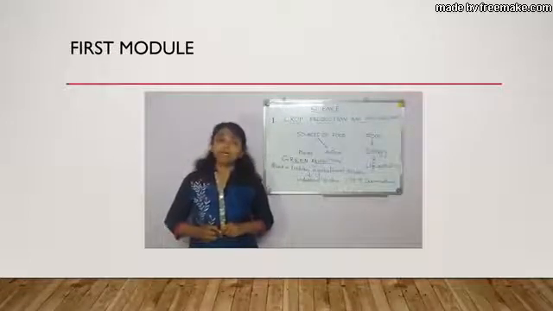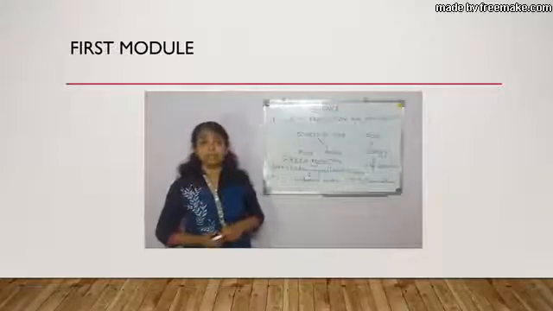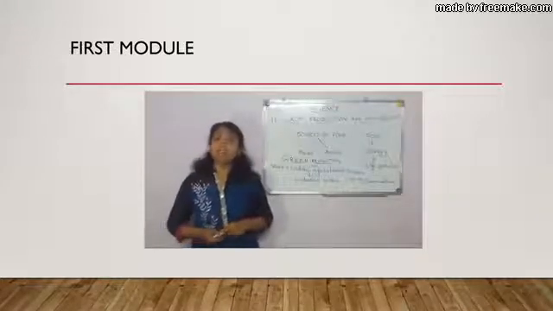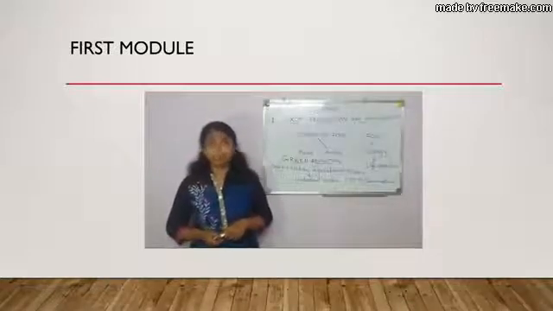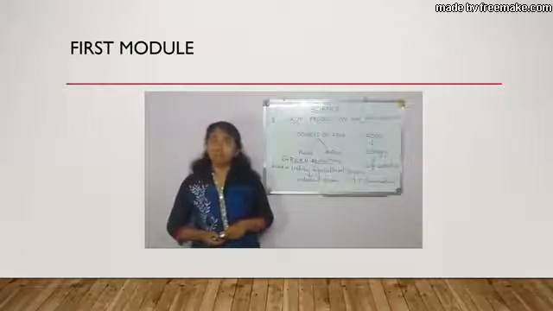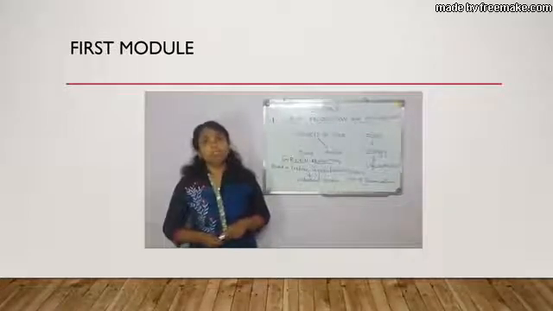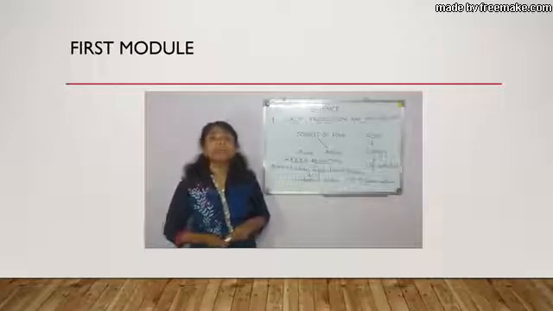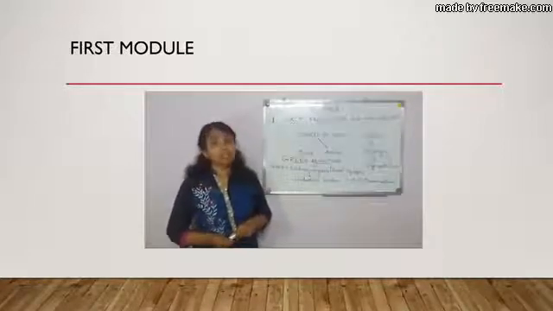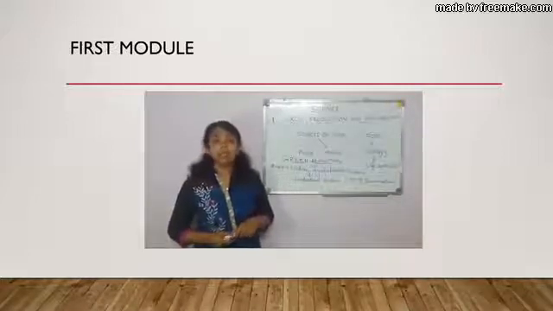The chapter 1 for this class 8 is crop production and management. Before I start, let me ask you some questions. Do we take food? Yes, of course we take food. Why do we take food? It's to get energy. What is the use of energy? Energy is used to do various life activities such as digestion, growth, movement, excretion, reproduction, etc.